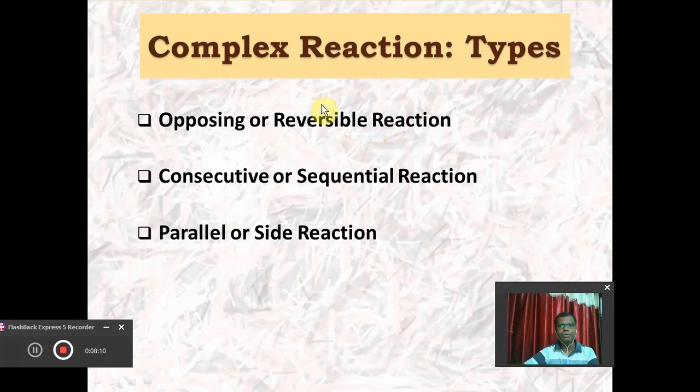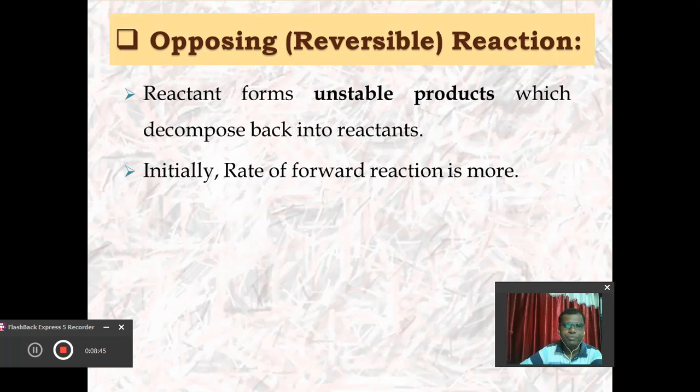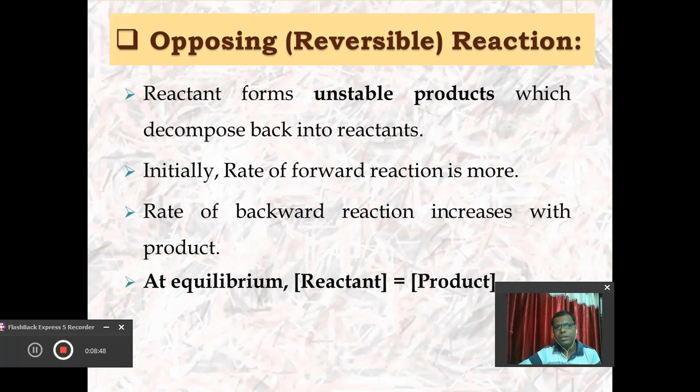We are going to discuss these reactions one by one in detail in the next slide, but before this, we should know the different types. The first type is called opposing or reversible reaction. The second type is called the consecutive or sequential reaction, and the third one is called the parallel or side reaction. So we are discussing these 3 types of complex reaction, and we are also interested in defining their rates. The first one is opposing, also called the reversible reaction.